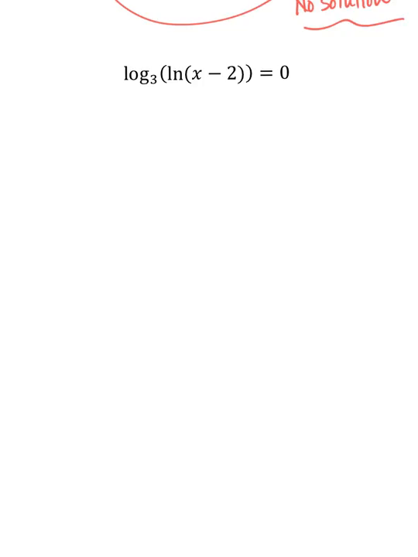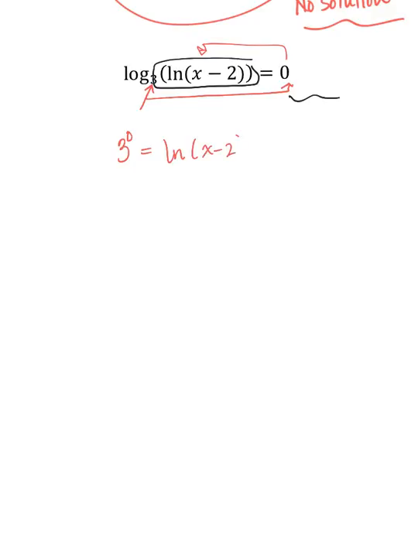Okay, this looks like an interesting problem. So notice that it has log base 3 of that stuff. Right away, I see that there's no log on the right side, so I'm going to rewrite this using the exponential form. Let's go back here. 3 is my base. So we're going to have 3 to the exponent 0 equals that whole inside. That would look like 3 to the 0 equals natural log of x minus 2.